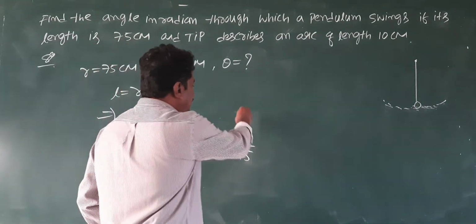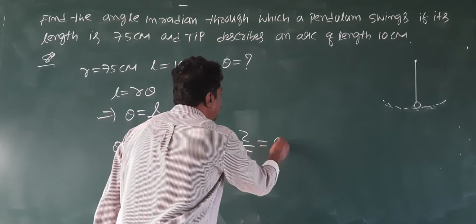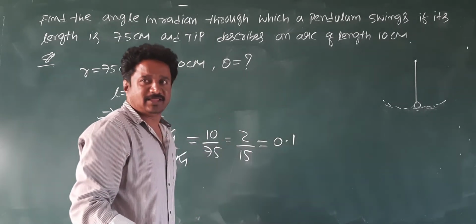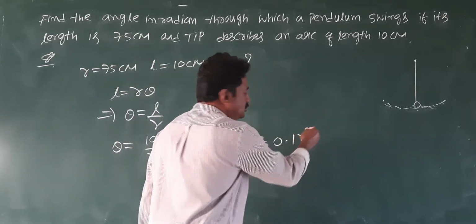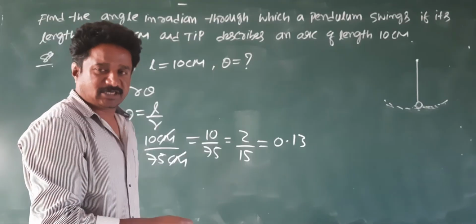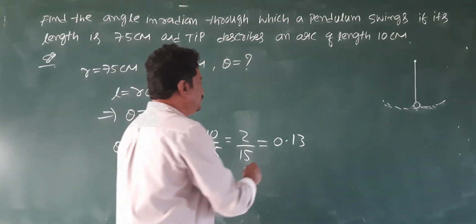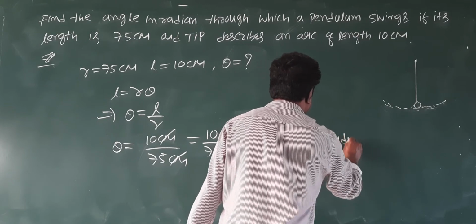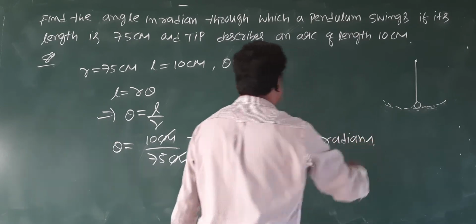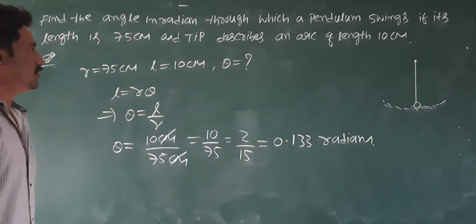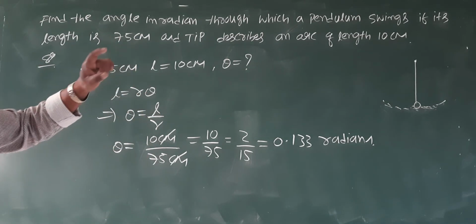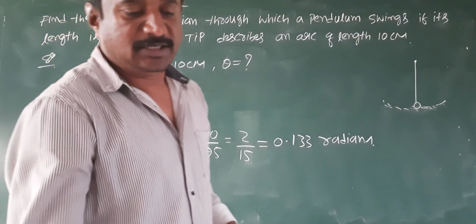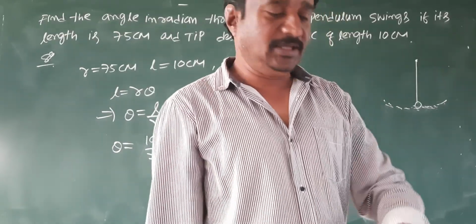Or otherwise you divide this using your calculator. You may get 0.1333 and so on, radians. I hope you understood this question, students. Let us stop this class. We shall continue in the next class.